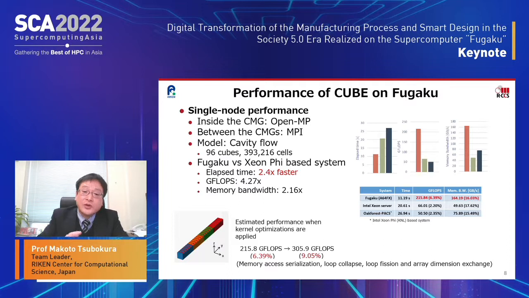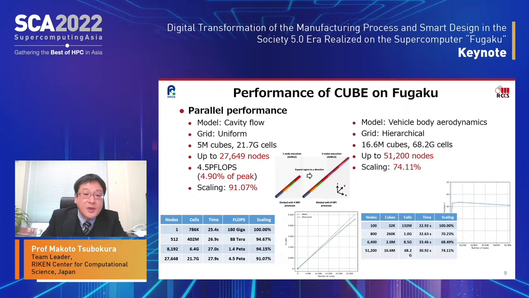But we still have room for improvement by memory access serialization, loop collapse, loop fission, and array dimension exchange. And our estimated performance after these optimizations will improve to about 9%. The situation is much better for parallel performance. In this case, even for the real vehicle aerodynamic simulations, we could achieve a scaling of 74.11% up to 51,200 nodes, utilizing about 28 million numerical cells.